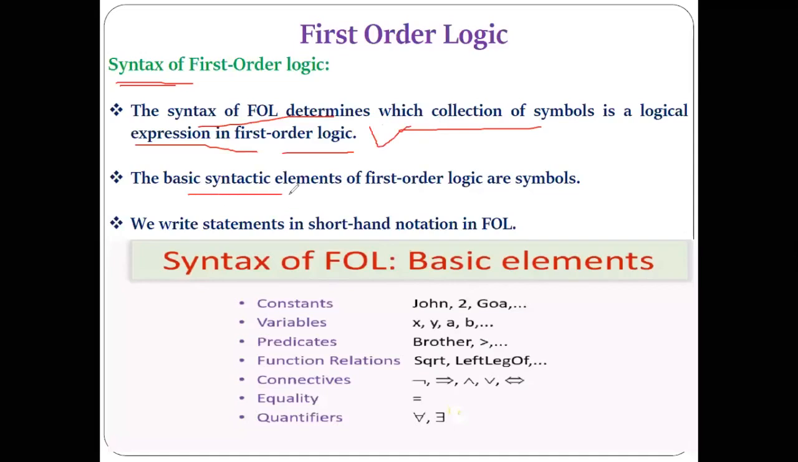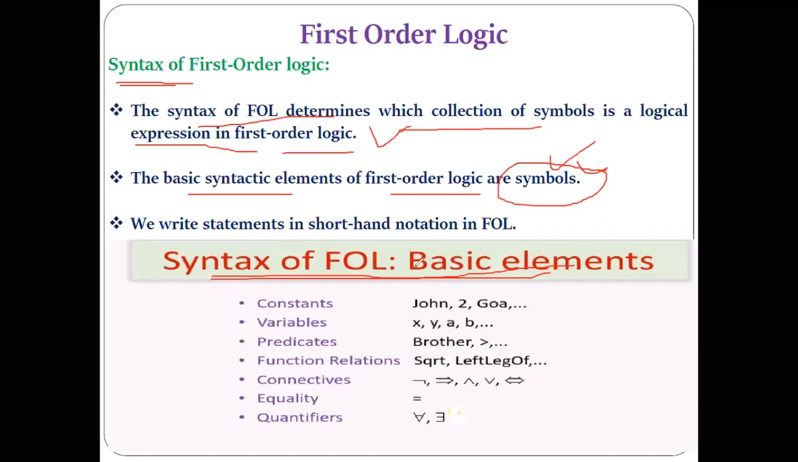So the basic syntactic elements of first order logic are the symbols. Everything depends on the symbols. With the help of the symbols, we are going to write the different kinds of logic that come under the category of first order logic. Now, here are some basic elements related to the syntax, which are very important, because if you know these, then only can we write different kinds of FOL for knowledge representation.